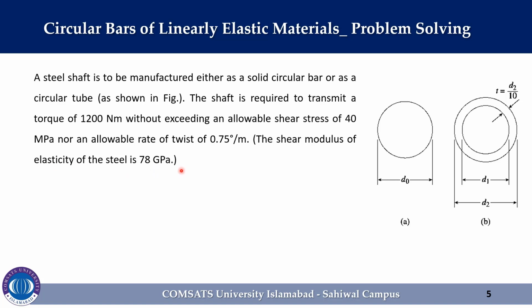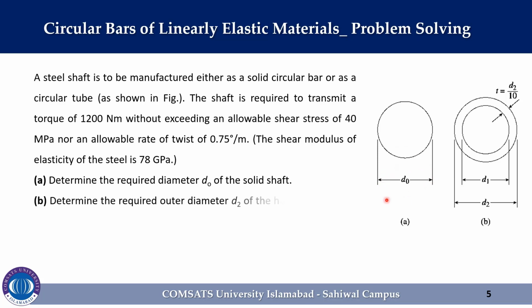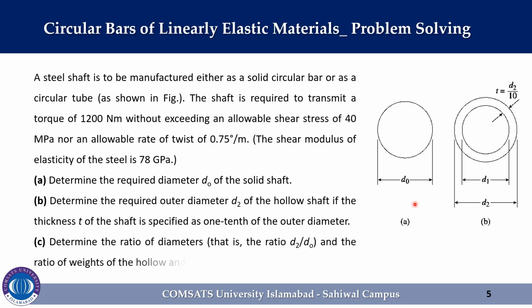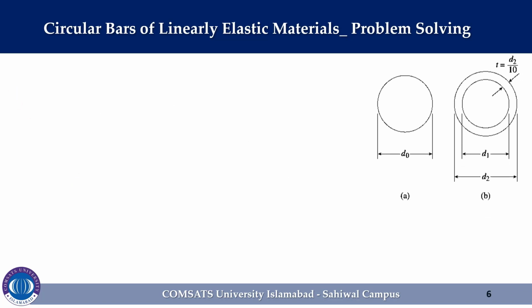Here the shear modulus of elasticity of the steel is given, that is 78 gigapascal. We have to find out the required diameter d0 of the solid shaft in part A. However, in part B we have to find out the required outer diameter d2 of the hollow shaft if the thickness T of the shaft is specified as 1/10 of the outer diameter. In part C, we have to calculate the ratio of diameters, that is the ratio of d2 over d1, and the ratio of weights of the hollow and solid shafts.